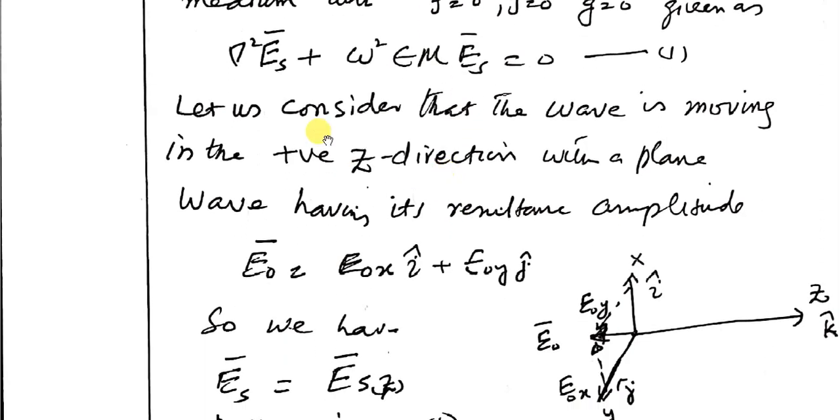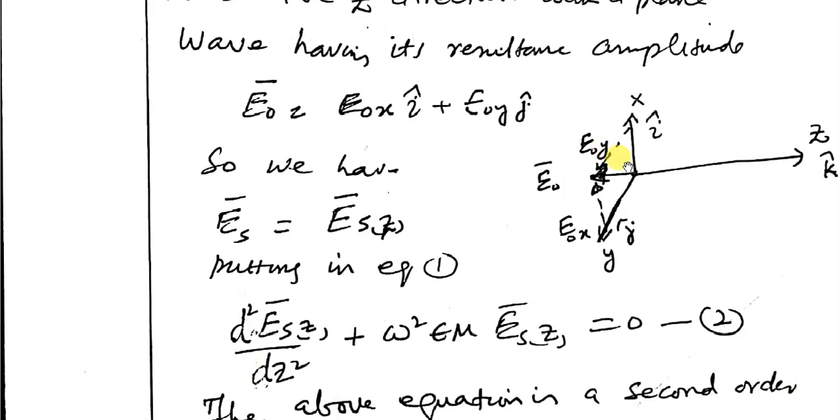So let us now consider that the wave is now moving in the positive z direction with a plane wave having its resultant amplitude. This is now the previous animation you saw, that was the linearly polarized wave traveling along a certain direction.